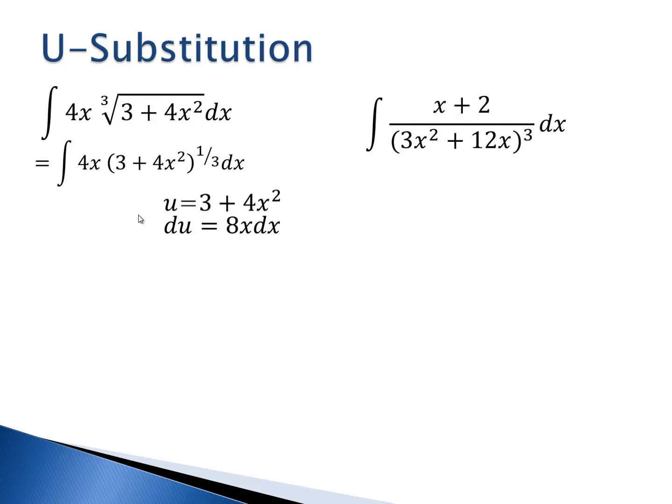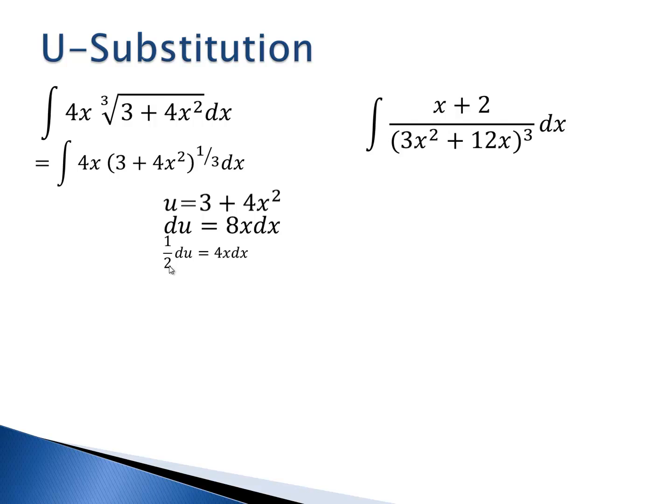Anytime we make a substitution, not only do we need to change our x's to u's, but the dx there needs to change to a du as well. So du, the derivative would be 8x, and then tack on the dx there. We don't have 8x dx, but we do have 4x dx. Alright, so that's really 1/2 du.